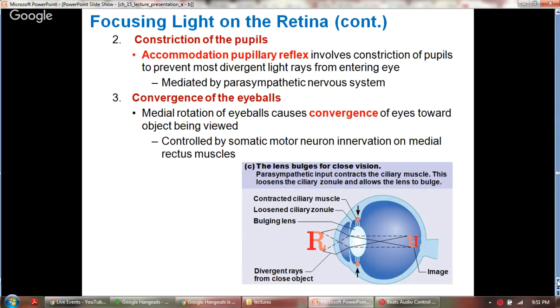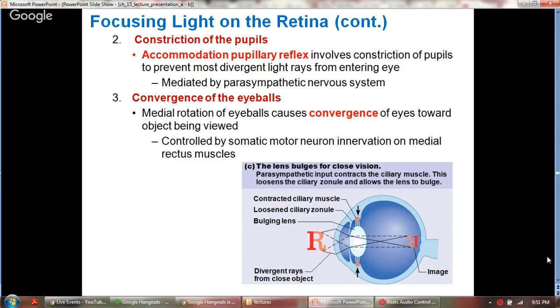The second process would be the constriction of the pupil. So we call it the accommodation pupillary reflex, which involves the constriction of the pupils to prevent the most divergent light rays from entering the eye. And this is mediated by the parasympathetic nervous system.